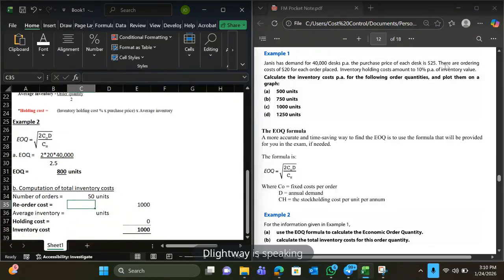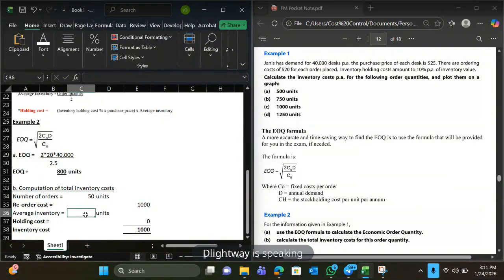Look at the question. The question says that there is an ordering cost of $20 for each order placed. So it's going to be $20 multiplied by the number of orders. $20 is the order cost per unit multiplied by the number of orders. That was how we arrived at 1,000 you see here.